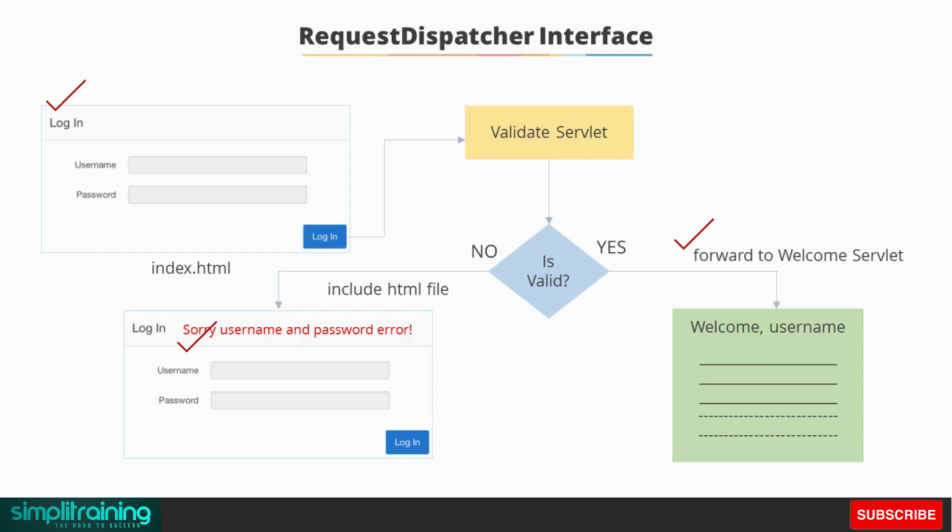On the other hand, if the validate servlet fails validation and the code does not successfully clear the validation parameters for username and password, we simply include the HTML file in the response and send it back. So you see here you have the current index.html file along with the specific error message that is also consolidated and returned.